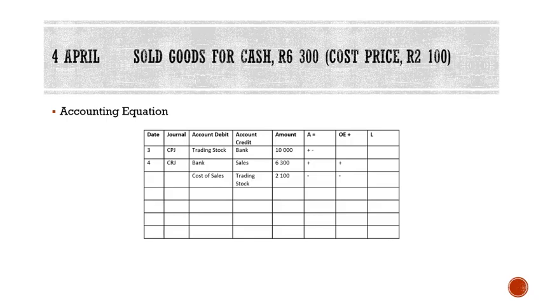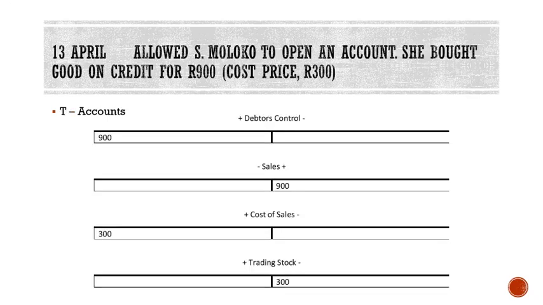Then second part of the same transaction, cost of sales is an expense. Expenses will go to the debit side, or it will increase in the debit side, and expenses will have a negative influence on owner's equity. Then trading stock, remember our customer is leaving with the trading stock, so our trading stock will decrease. Trading stock is classified as an asset, therefore assets will decrease.